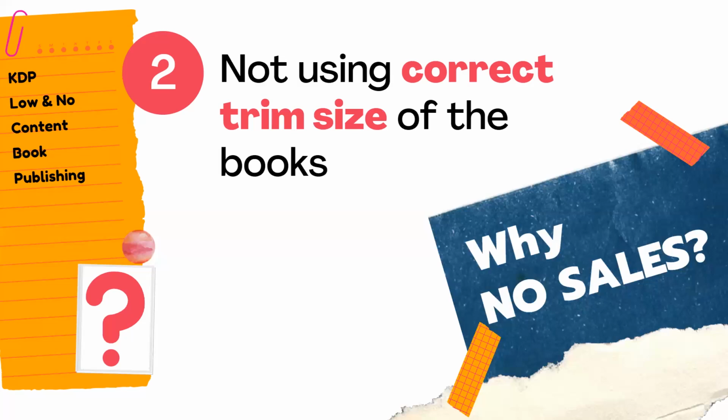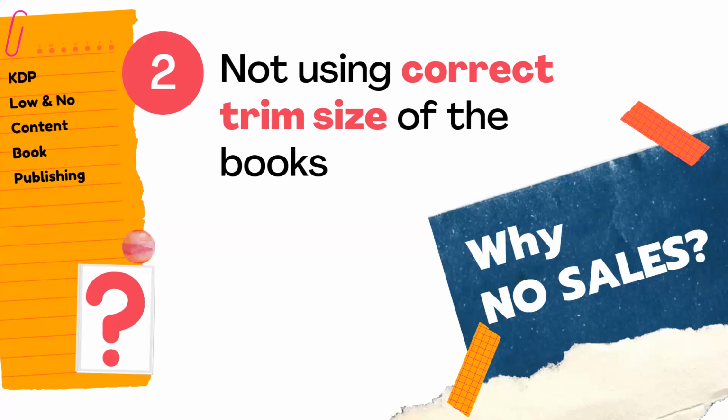But if you would have created the book in 5.5 by 8.5 or 6 by 9, then it is probably easy to carry as well. So based on the niche that we are working on, based on the books that we are creating, we have to ensure that we have selected the correct trim size for that specific book. And once we have the correct trim size, it will ensure that the book is a complete package along with the quality aspect that we have seen in number one. And it may possibly help us to have more sales.